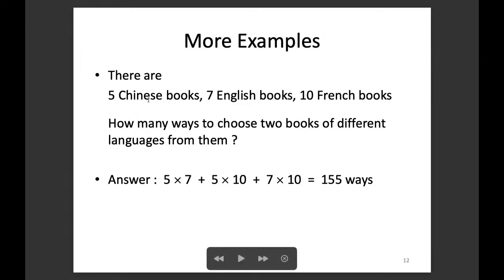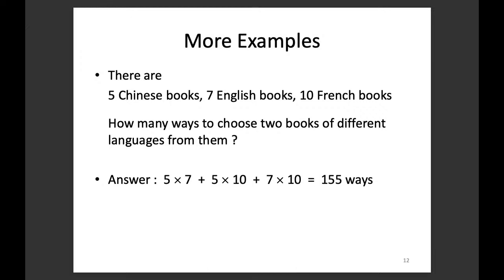So the number of ways to get Chinese and English is 5 times 7. So we are using the rule of product here. Chinese, French, 5 times 10. English, French, 7 times 10. And then we add them up together using the rule of sum. So we get the answer.